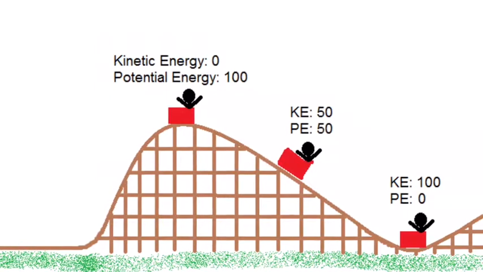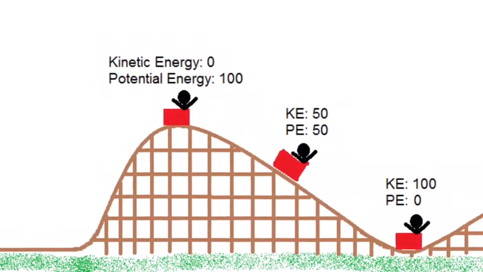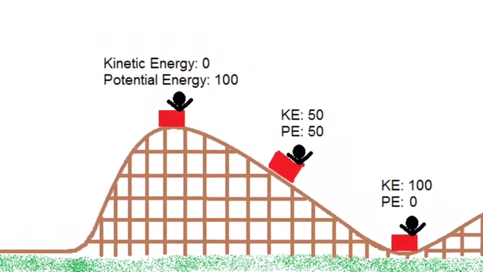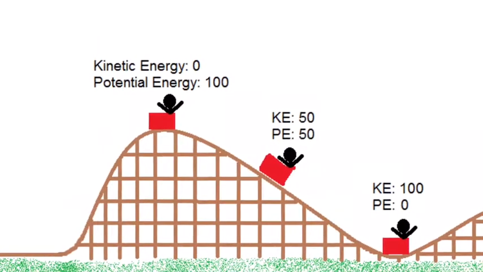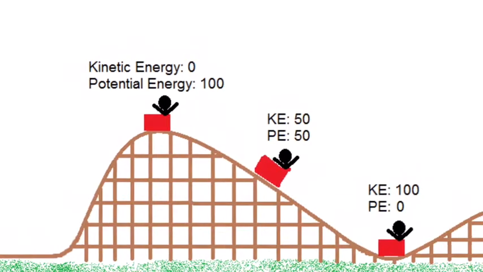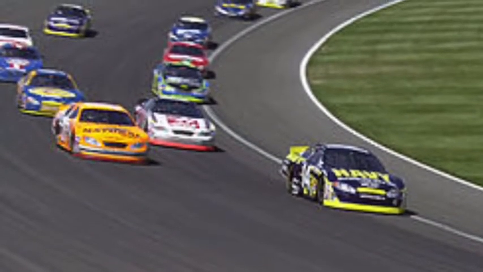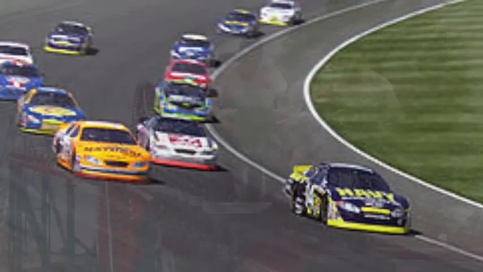At the second point, the kinetic energy and potential energy are around the same because it is in the process of converting from potential to kinetic. The velocity begins to increase as you move down the ramp. Velocity is the speed of something in a given direction.